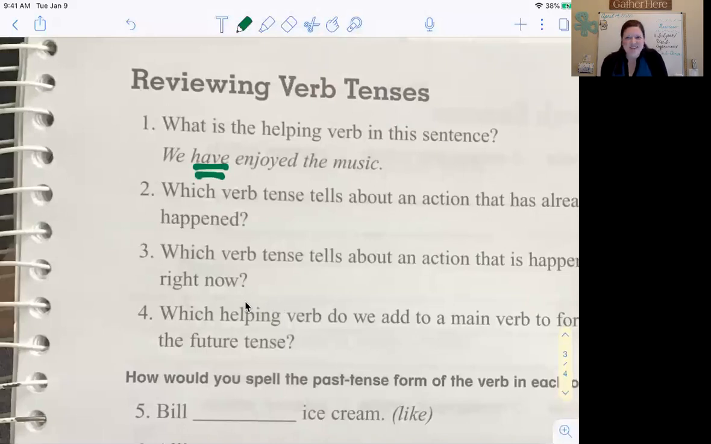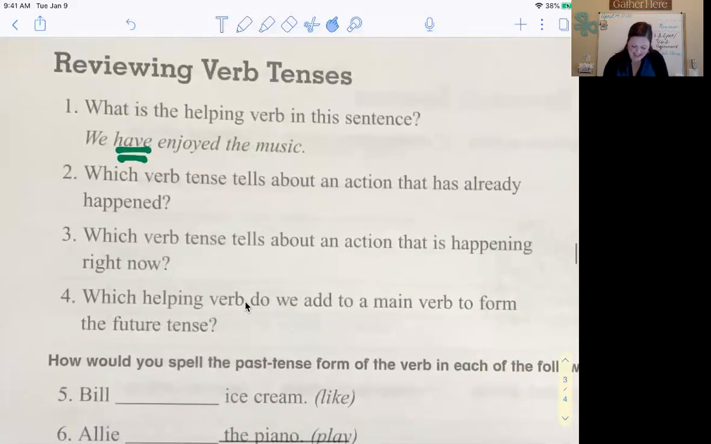Now, in order to have a helping verb, there has to be another verb in that sentence that it's helping. Did you find the main verb in sentence number 1? Enjoyed. Is enjoyed an action verb or a linking verb? It's an action verb.